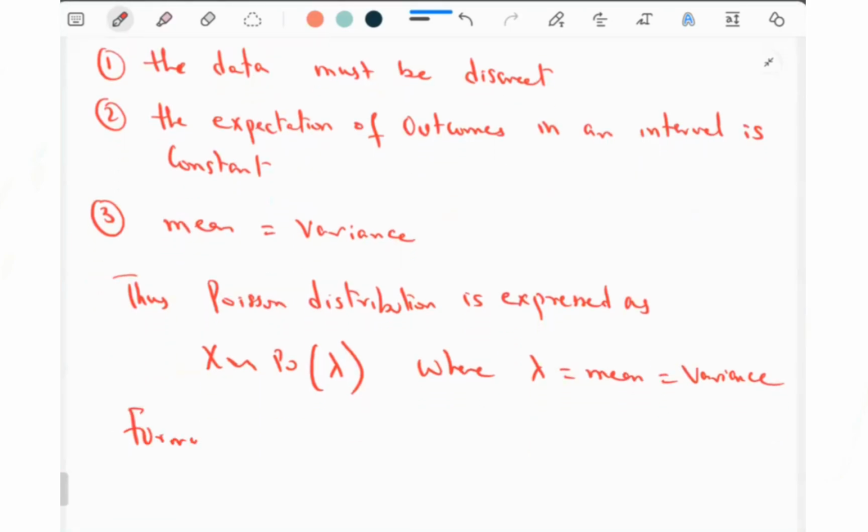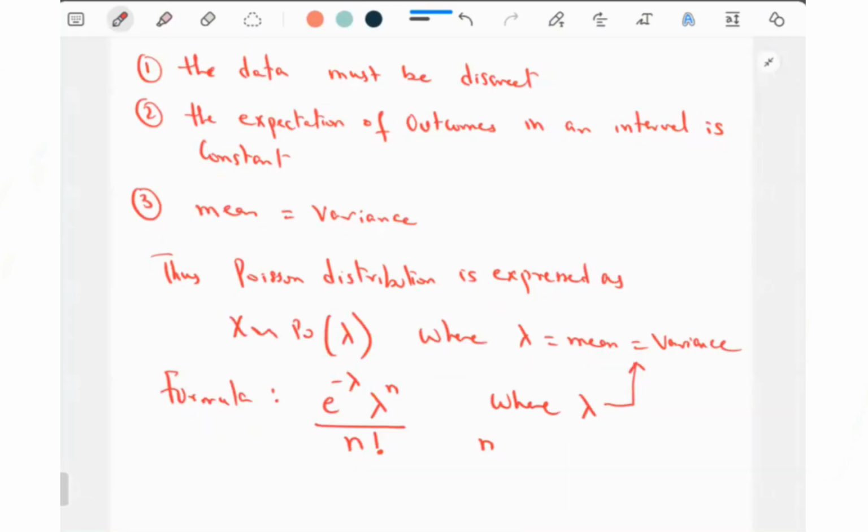Formula to calculate probability using Poisson distribution is e to the minus lambda, lambda to the power n over n factorial, where lambda is the parameter where mean is equal to variance and n is the number of times the concerned data is occurring.